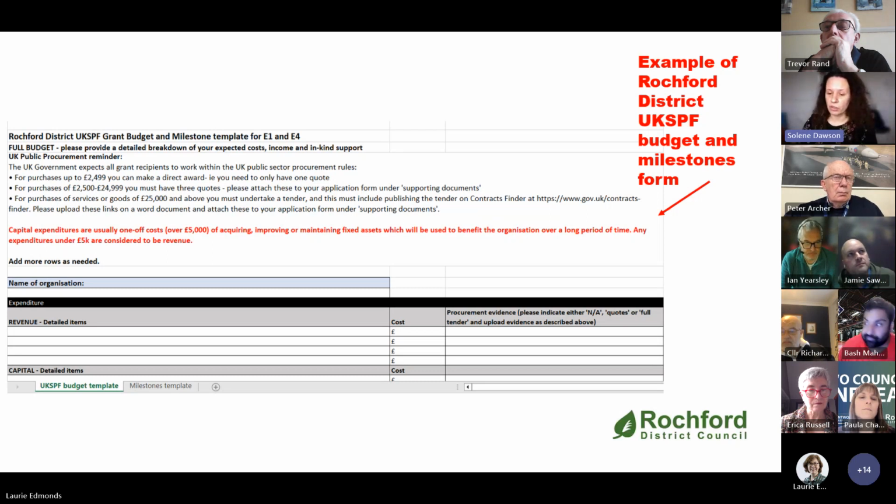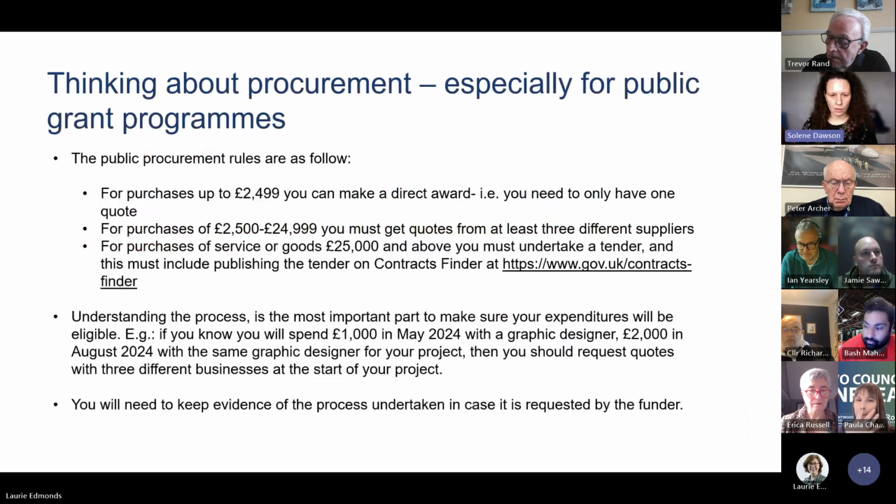So on your Excel document, it will be very simple, just a few words to describe it, but it's very important that you're sure you've understood the processes you will have to put in place so that your expenditures are eligible. On the next slide, we're going to go through a little bit more of the procurement.